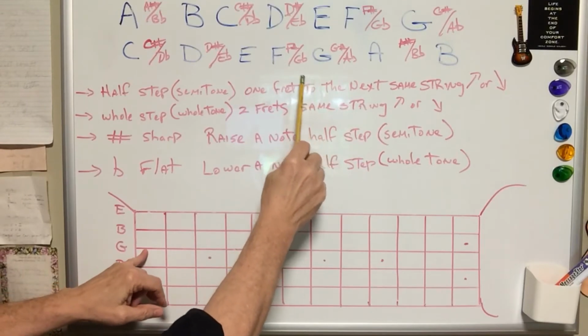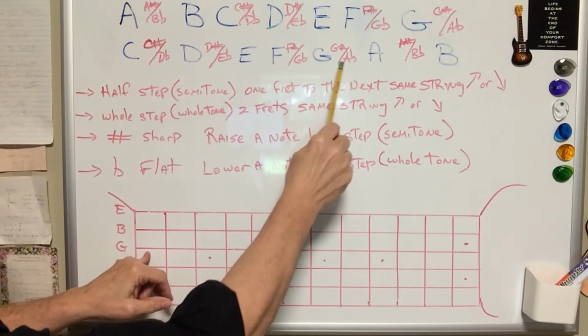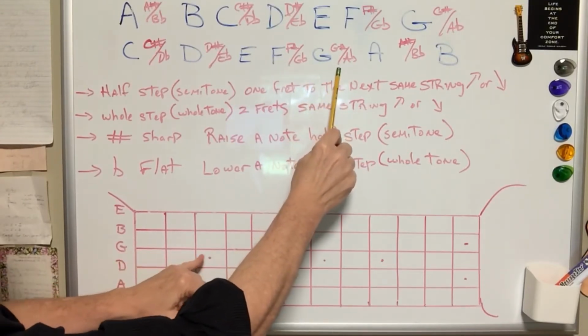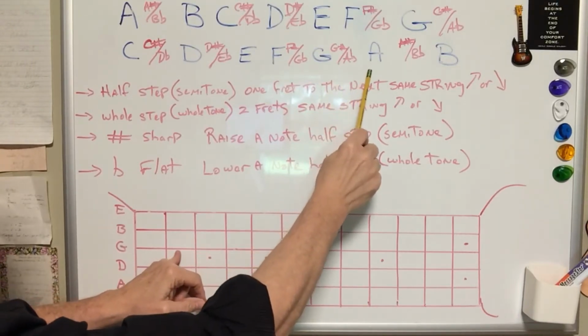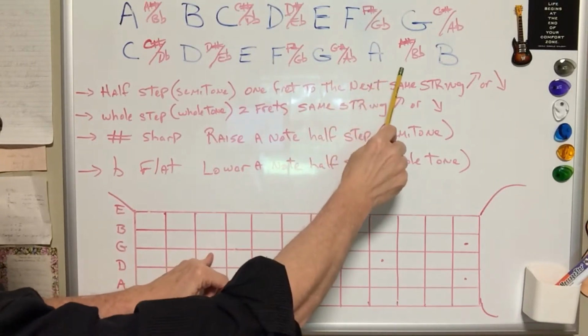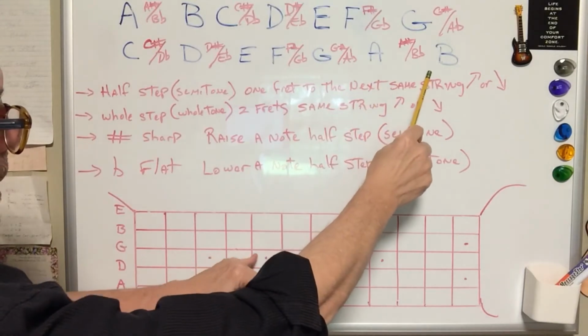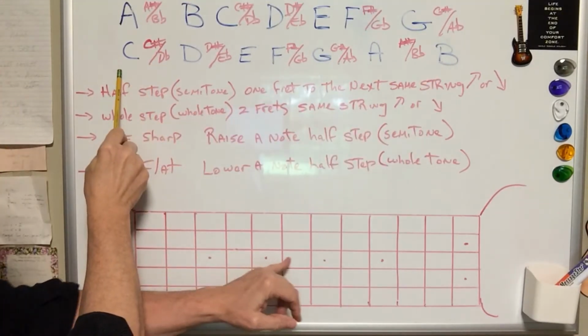So the G is going to be the open string. The first fret would be the G sharp or the A flat. This would be the A. That'd be the A sharp or the B flat. That'd be the B. Here would be the C.